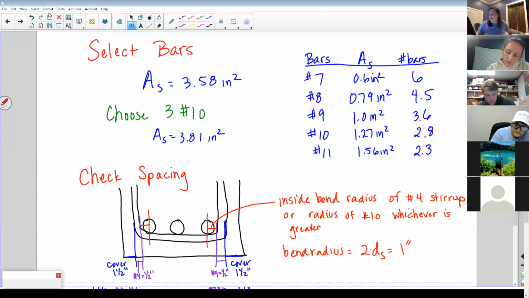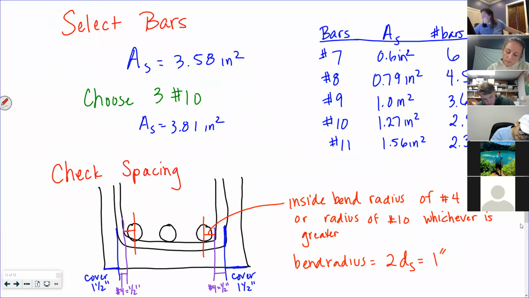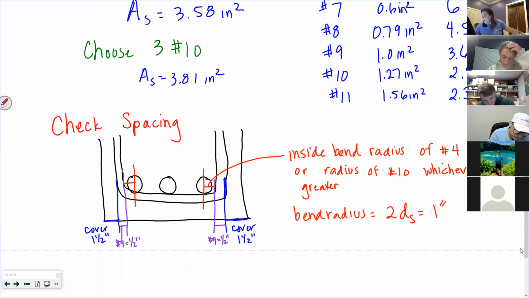Because it's a number 4, which is half an inch. Half of number 10 is 1.27 inches divided by 2, so that's obviously less than 1. So this is an inch right here.